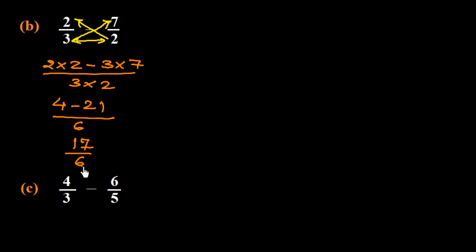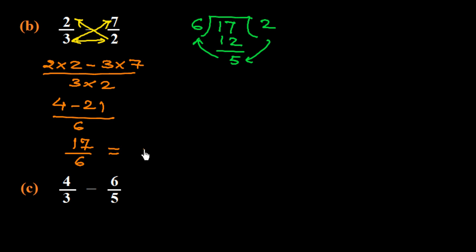So it is an improper fraction because the numerator is greater than the denominator. So we will simplify this. We will make it the form of a mixed fraction. So we will divide the numerator by the denominator. 6 2s are 12, and here we get 5. So we write it in this way. Finally we get 2, 5 over 6. So this would be the answer for this.